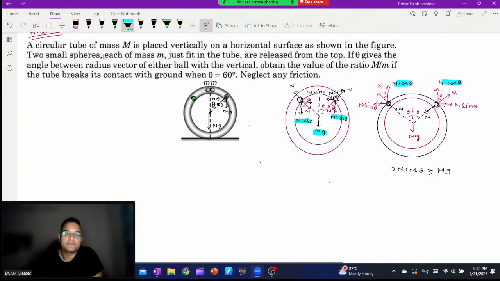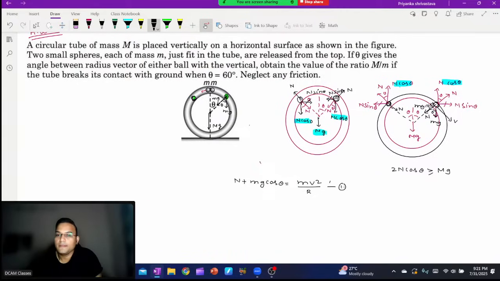Let me solve it fully. See, when we make the equations on the spherical ball, mg is acting downwards on each sphere. So this is theta. So this part will be mg cos theta. So the circular motion equation will be, let's say it has the velocity v here. At the top point, it did not have velocity, but now it has velocity, and n plus mg cos theta is equal to mv square by r. This is the first equation.